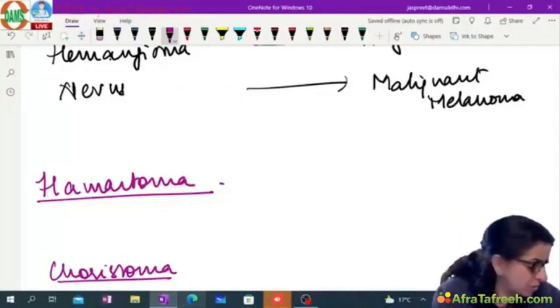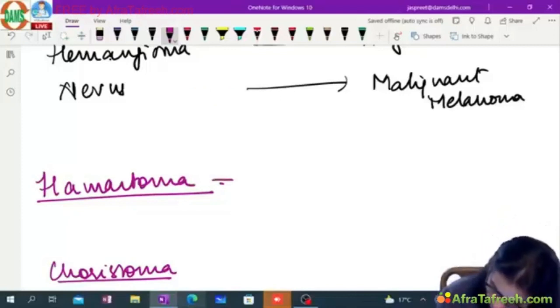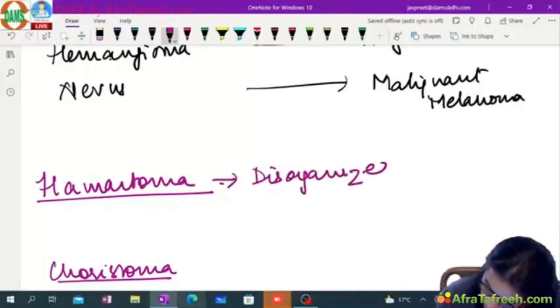So, disorganized overgrowth of tissues in their native location. So, what is a hamartoma? Disorganized overgrowth.